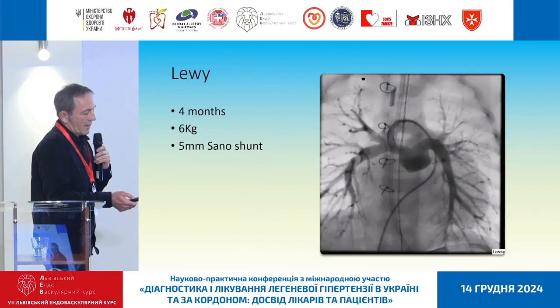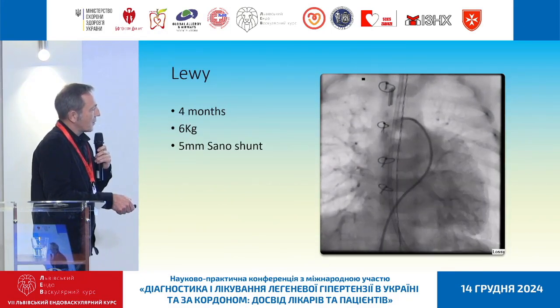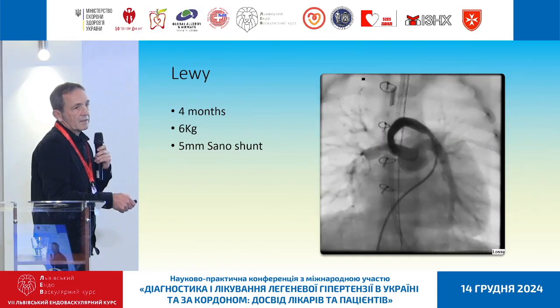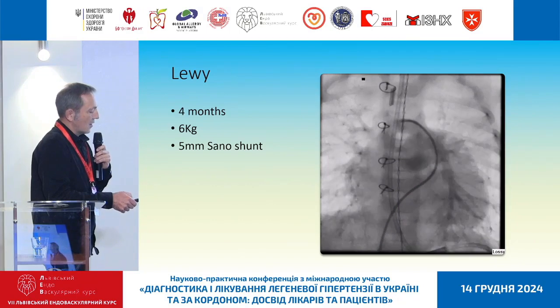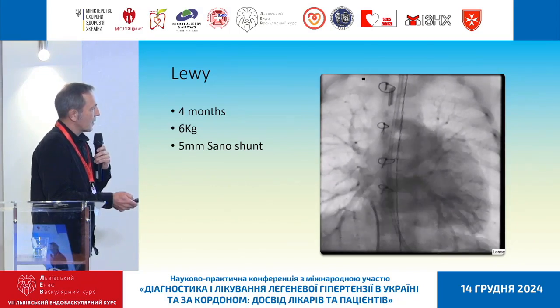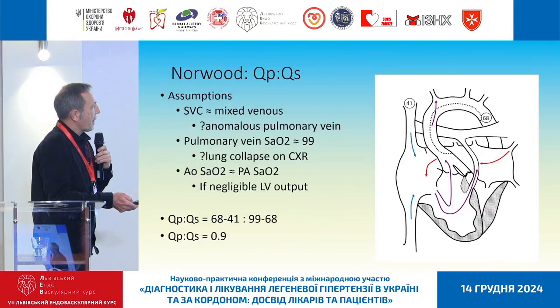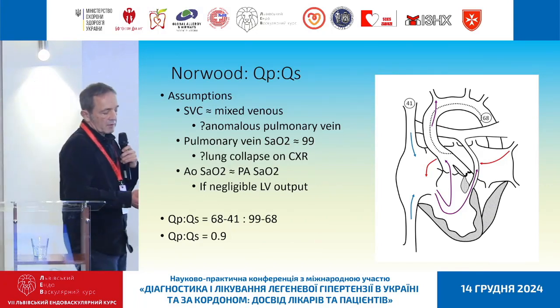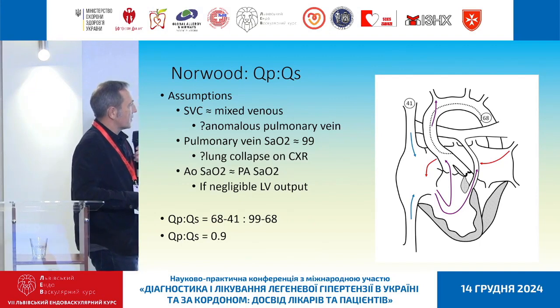Okay. He has a Sano shunt going through from his right ventricle into his pulmonary artery. And this is the first stage correction of hypoplastic left heart syndrome. And he comes in to the cath lab to assess him before he goes for the second stage, which is a bidirectional Glenn.